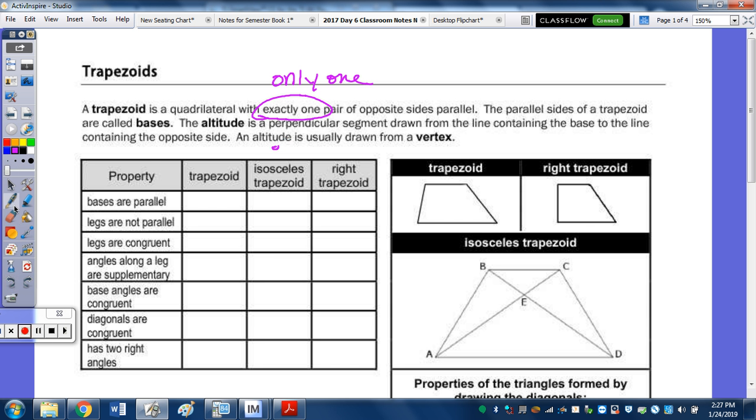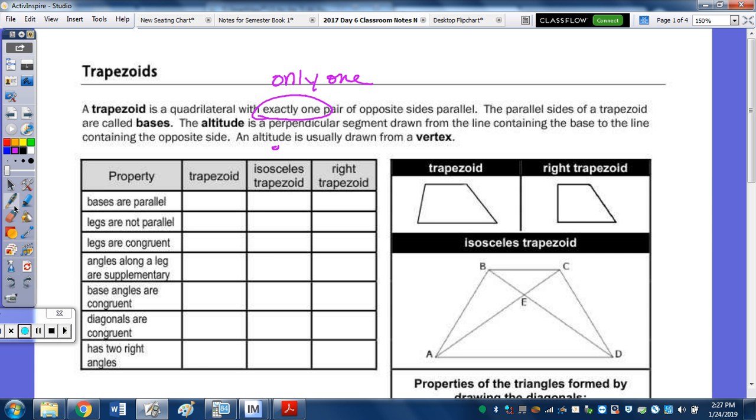So if you think about the proof, and you had to prove a parallelogram, you do have to calculate the slopes of all four sides, because you want to show that only the slopes of one pair of opposite sides are equal and therefore parallel, okay? The parallel sides of a trapezoid are called bases.